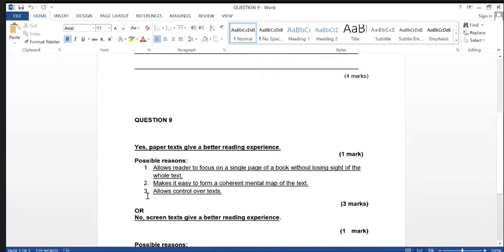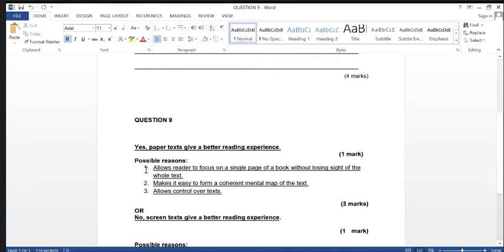overlapping. Apa maksud saya overlapping? Dia sebenarnya benda yang sama tapi diberitahu dalam ayat yang lain je. Tapi message dia sama. Okay, so kalau yang ini is about focusing on a single page without losing the whole text. Maksudnya kita boleh nampak physical tu. Dua benda sekali. Yang satu lagi is about coherent mental map. Lagi satu is about the control over the text. So tiga-tiga jawapan tu mesti berlainan. So then you'll get 1 mark here, 1 mark, 1 mark, 3 marks.